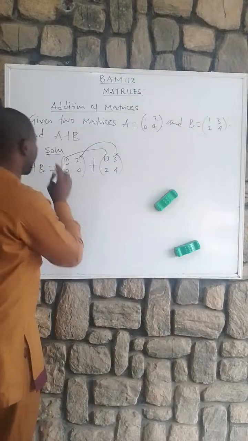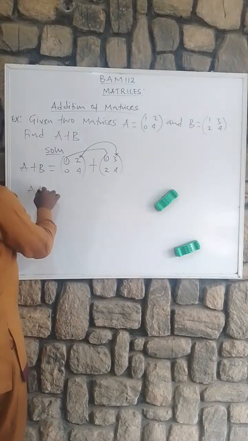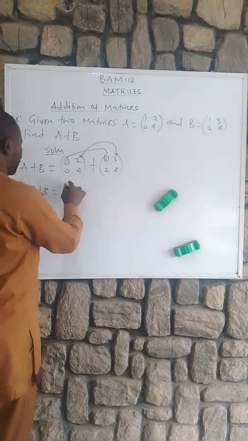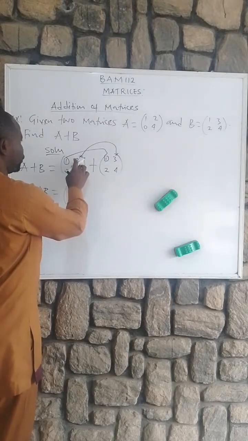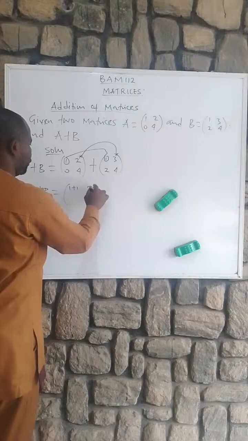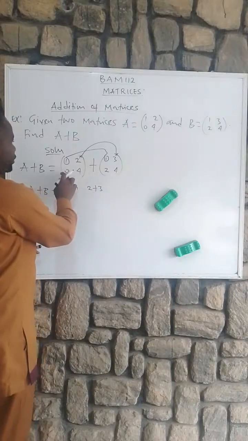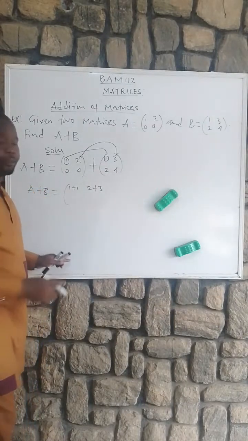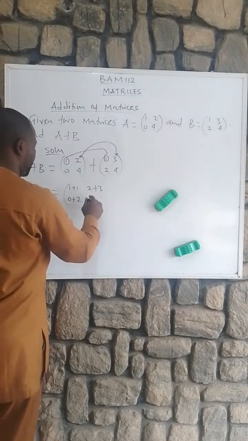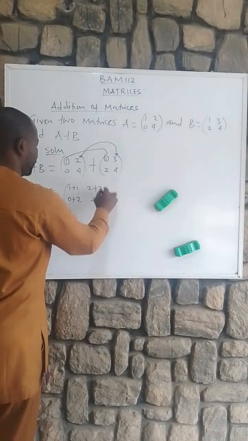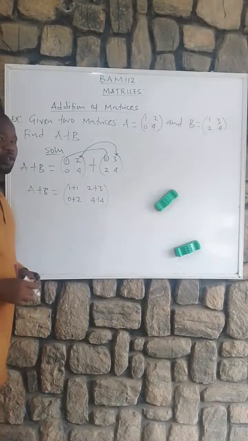So this implies that our matrix A plus B is equal to 1 plus 1, 2 plus 3, 0 plus 2, then 4 plus 4. Are you following? This is how to add two matrices.